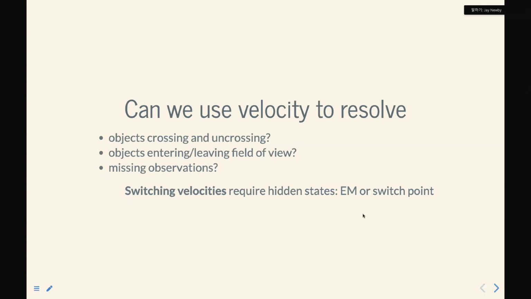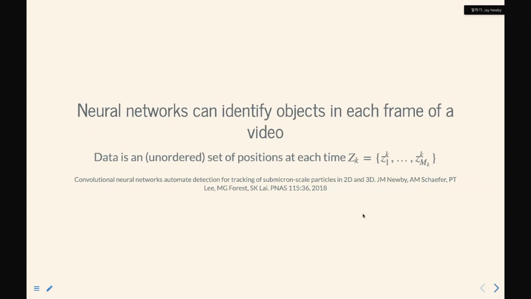In both of those cases that I showed you, the velocities are switching, right? Like the diatoms reverse direction. That complicates things because basically we're going to have hidden states or latent states in our motion model, and we need to be able to resolve those. And here's a couple of popular ways of resolving that kind of thing: expectation maximization or switch point. So we need a framework that can use those things pretty naturally.